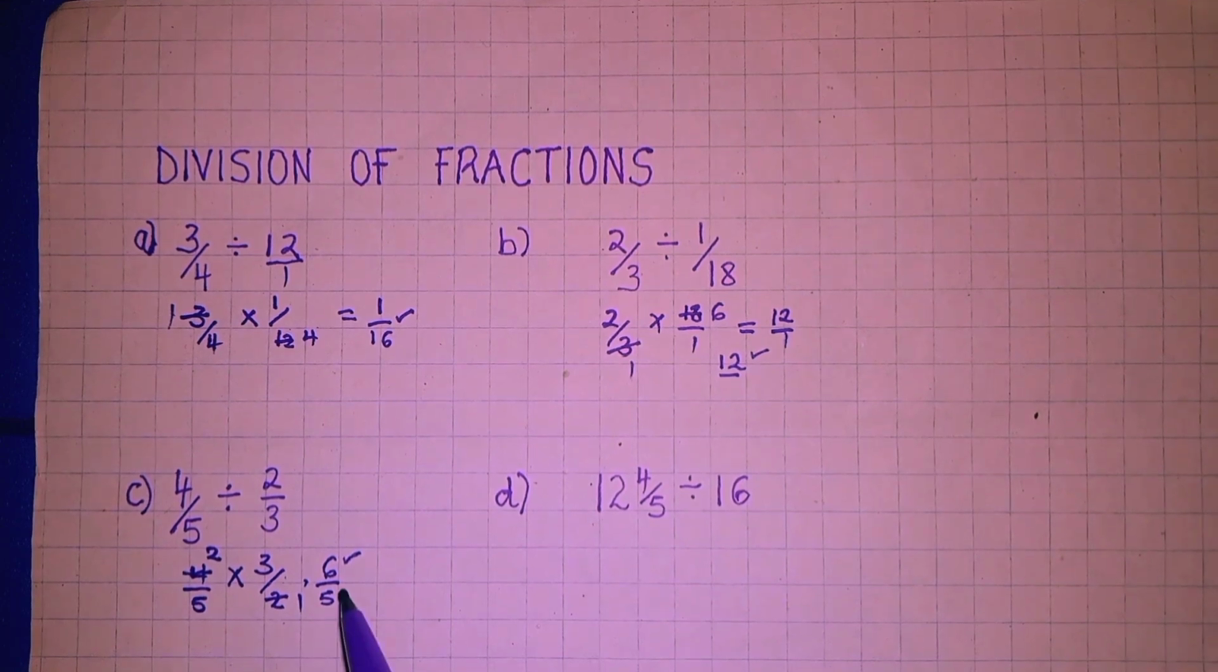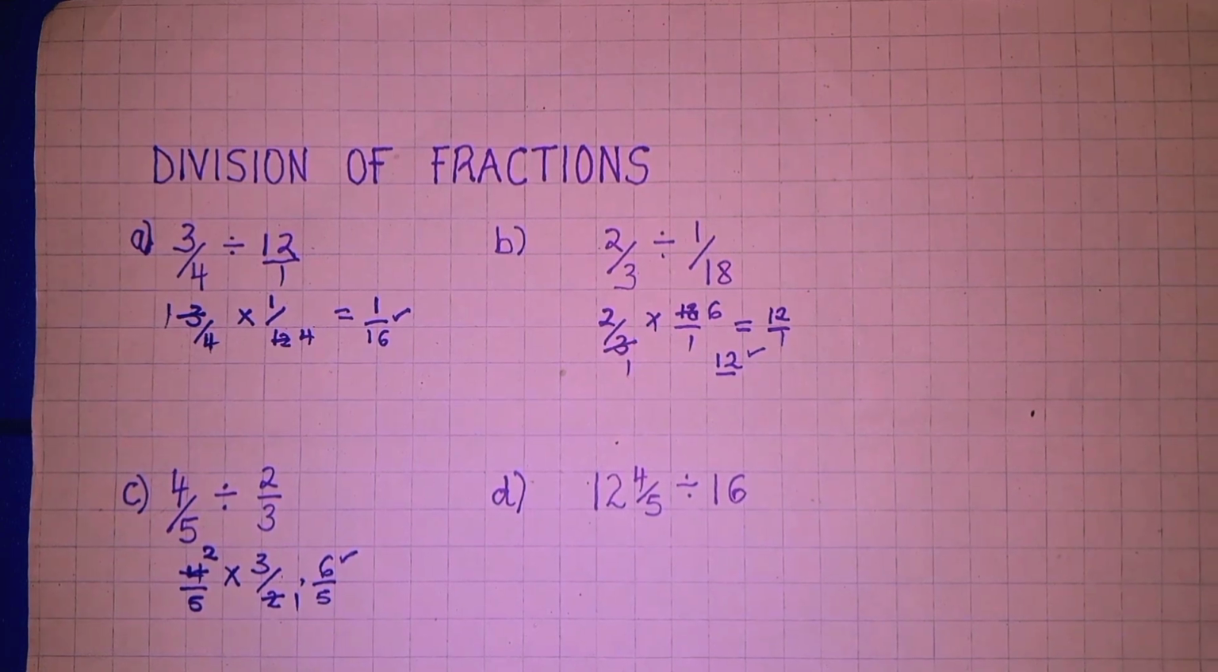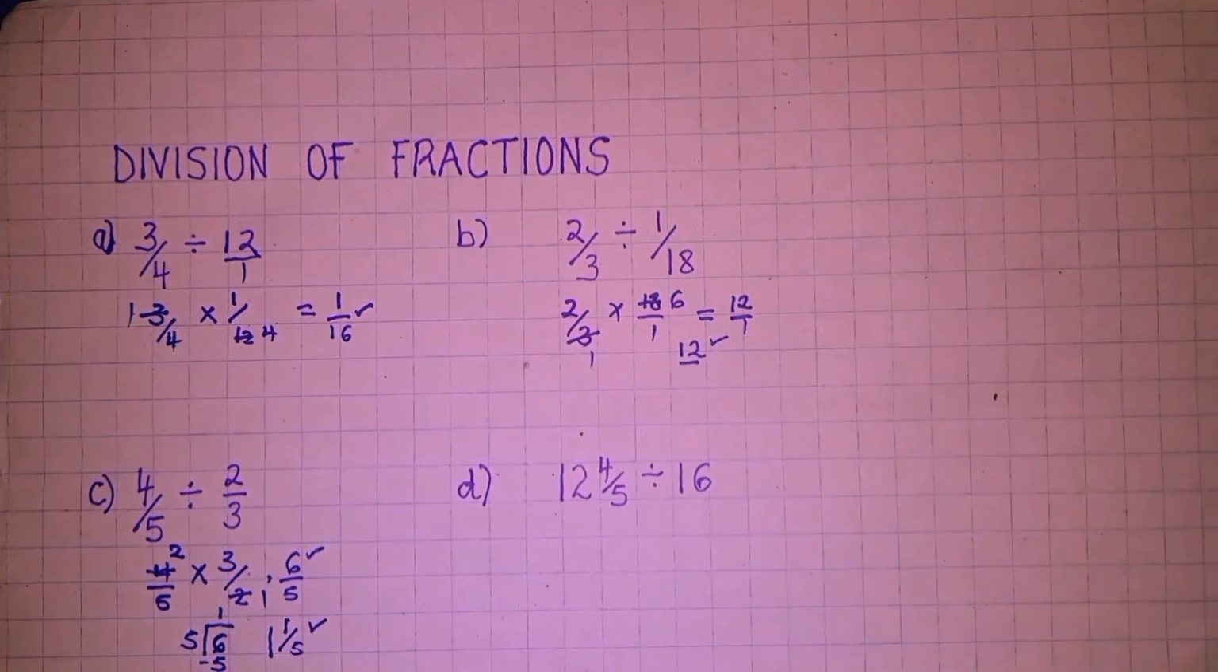But you can leave it if you're not told to do so. But for safety reasons, we should convert this one into a mixed number. So divide 6 by 5. It becomes 1 because of 5, remainder 1. So this answer becomes 1, remainder 1 over 5. That's our answer there.